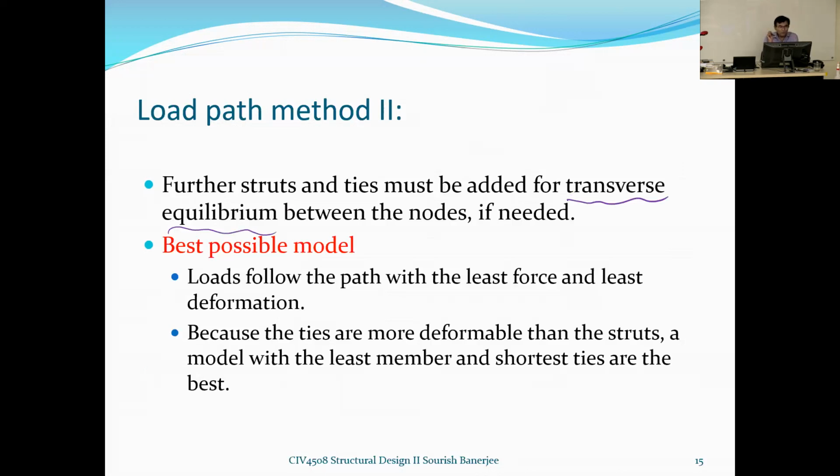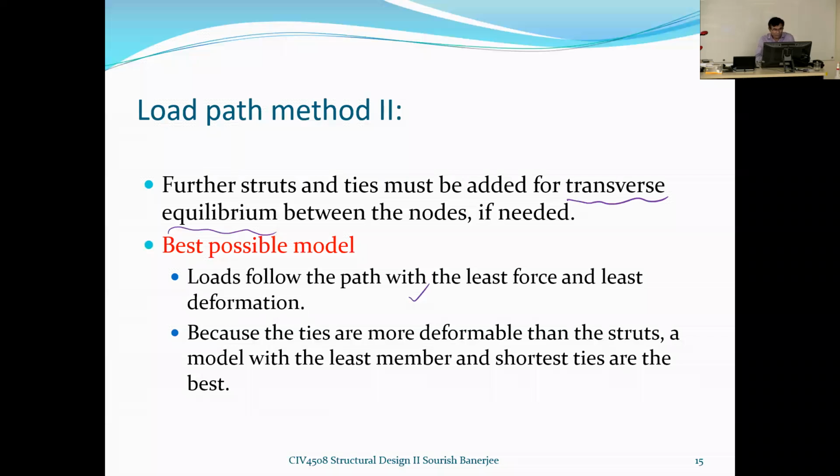Now, for the best possible model, loads follow the path with the least force and least deformation, because the ties are more deformable than the struts. Why are they more deformable? Because the ties are subjected to axial force, so they can undergo more extension.